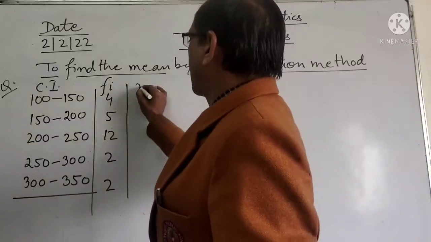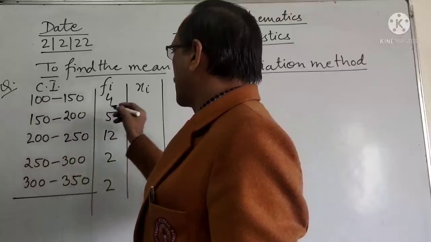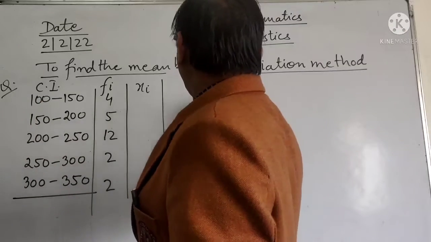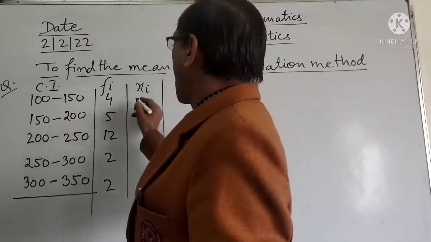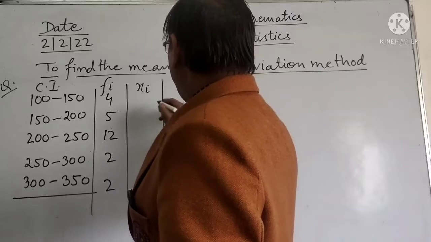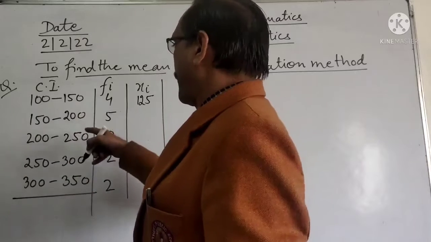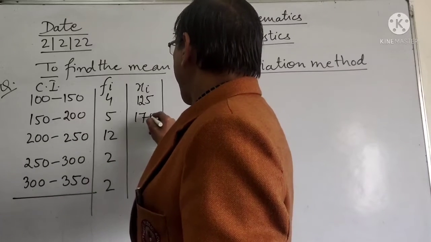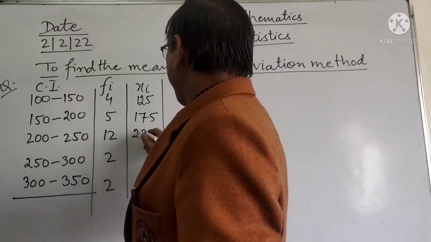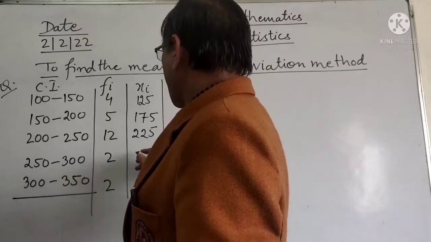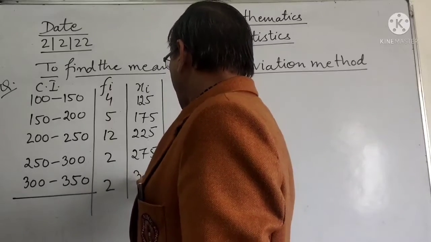Now let us find Xi, the mid value. 100 plus 150 is 250 and its half is 125. Now there is a difference of 50, so it is 175, then 225, then 275 and 325.